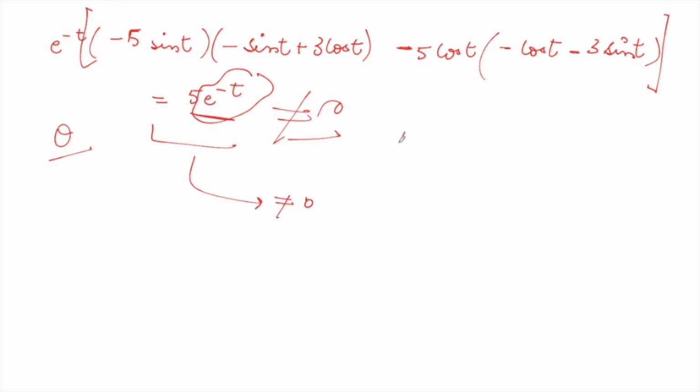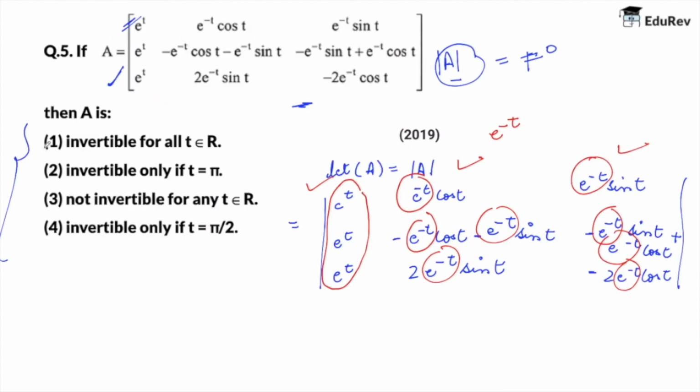That means A is what? A is invertible, as determinant of A is not equal to 0 and A is invertible for all values of t that belongs to real numbers. So the correct option is going to be option number A. That means it is invertible for all t belonging to real numbers. So I hope you understood this. Let's move on to the next question.